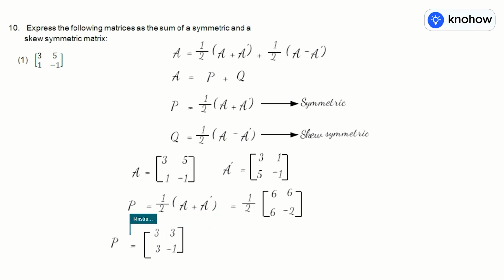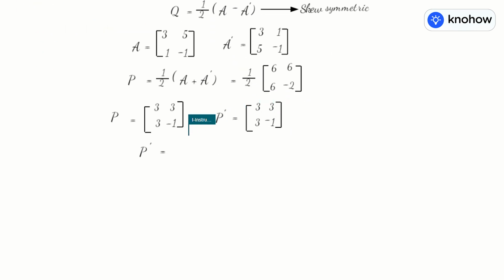And now here only, let me work out P dash. So P dash, the elements of the first row, write in the first column, that of the second row you write in the second column. And from these two, that is the value of P and P dash, what do you find? It's easy to see that P dash is P. So I can conclude that yes, P is symmetric.